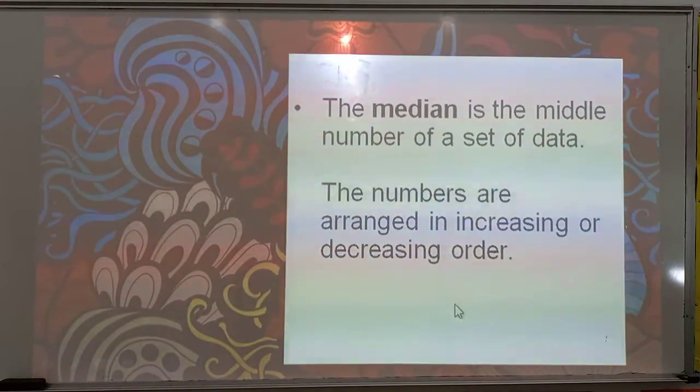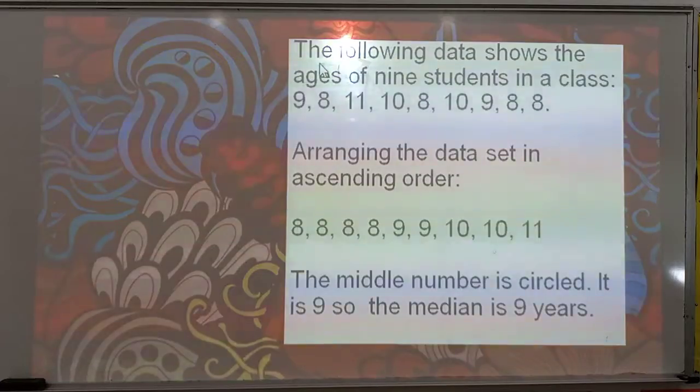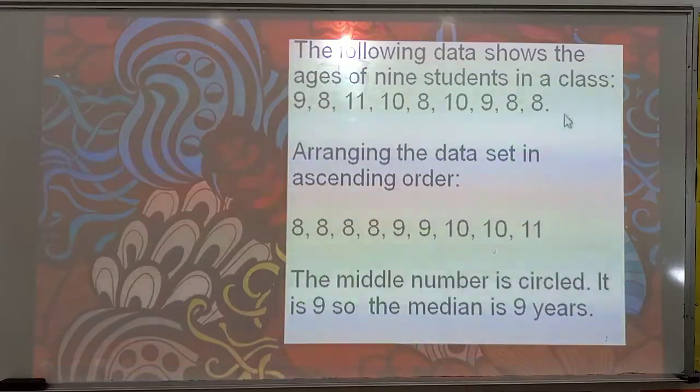What is the median? We've talked about the mean. The median is the middle number of a set of data. The numbers have to first be arranged in increasing or decreasing order. How do I mean? Now let's use the example again. The following data shows the ages of 9 students in a class: 9 years, 8 years, 11 years, 10 years, 8 years, 10 years, 9 years, 8 years, and 8 years.